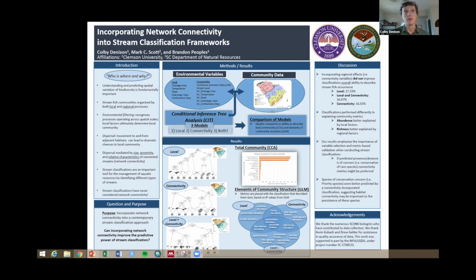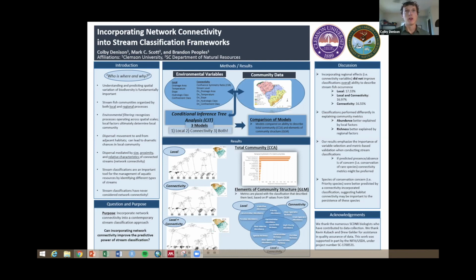However, more recently, we found that dispersal is a really prominent structuring agent in freshwater communities. And dispersal deals with movement to and from adjacent habitats. And it's been shown to have a big effect on local community composition. And dispersal is mediated by this concept of network connectivity, which in streams deals with the size and proximity of connected streams as well as their relative characteristics.